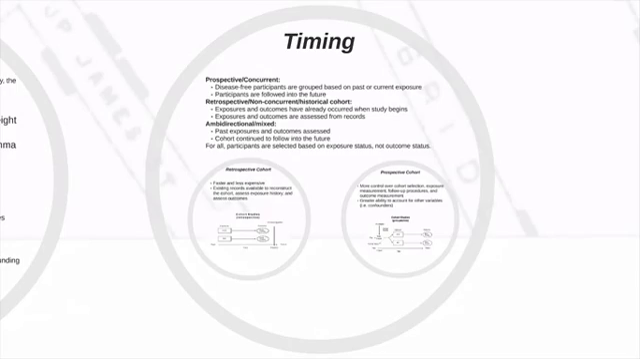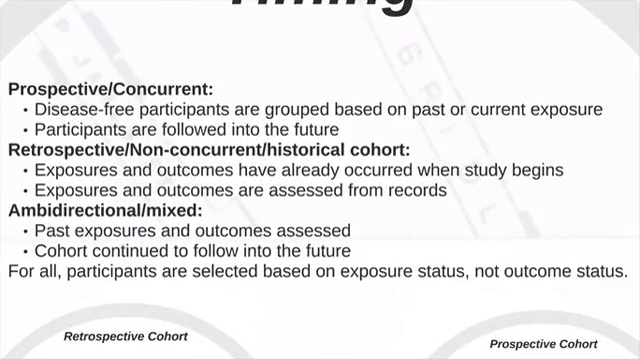So let's think about timing of cohort studies. There's basically three different types of cohort studies that all relate to the timing of when the investigator starts the study. The most common cohort studies you'll see are prospective cohort studies, and this is what we've talked about: disease-free participants are grouped based on past exposure or current exposure, and they're followed into the future. It's what you would typically see in what we've talked about.